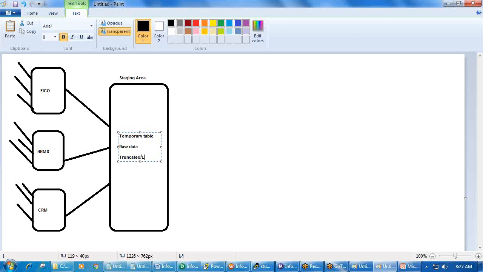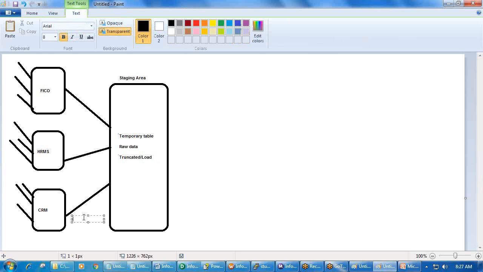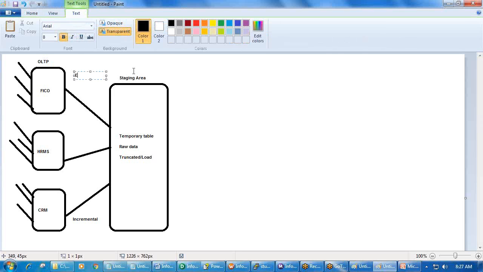So we are going to truncate them and load the fresh data into the staging tables. Okay, so you're saying that you'll extract the incremental data. How do you move the data from this transactional system into a staging area? Basically, this is moved with the help of ETL tools. So you can use any ETL tool.